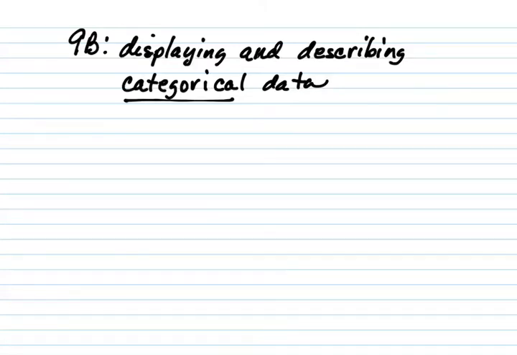All right, so we're going to be looking at 9b, displaying and describing categorical data. So the first thing we need to know is there are two ways that we're going to describe and display the data. And the first one is the most basic one, and it's something called a frequency table. So you're just going to create a table of values that represents what you found when you performed your survey.